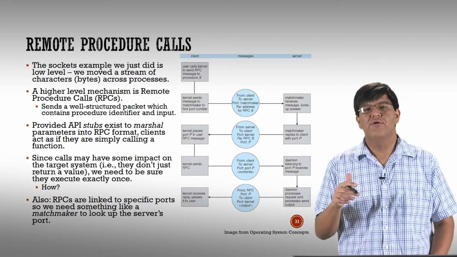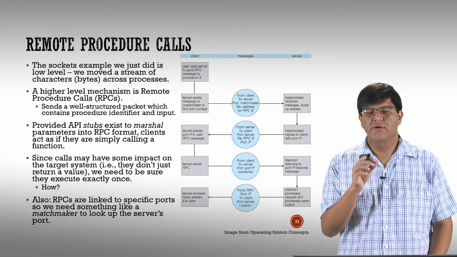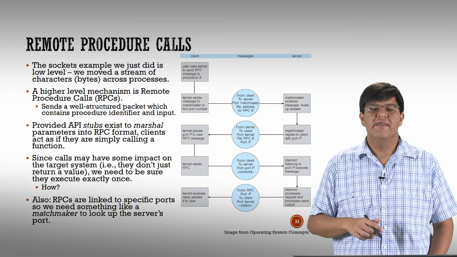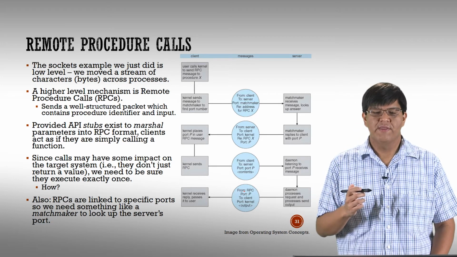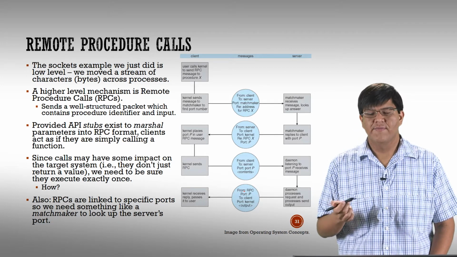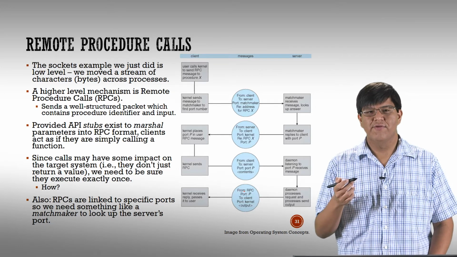And those stubs take the different arguments that you pass to those functions, and they marshal them into a little packet of data. And this packet of data gets sent across to the server. On the server, there's going to be something called a matchmaker, which basically says, okay, I see someone's asking me to do something. They want me to make a function call. They've given me all the parameters packed together into a little data packet.